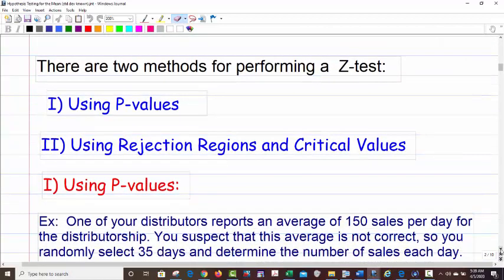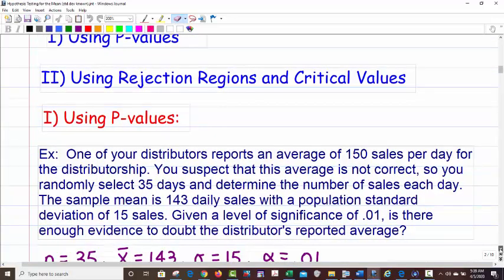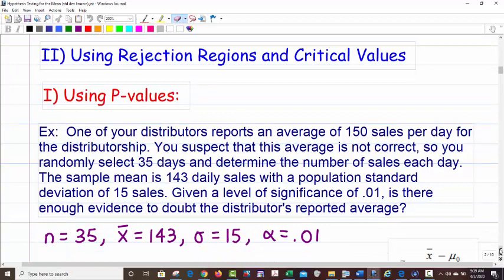Now there are two methods for performing a z-test. One of them uses p-values, and the other uses rejection regions and critical values. We're going to start out with the p-value method, for which we've already learned the decision rule, about the less than and greater than. But here's a problem with some actual data, so let's see what happens.